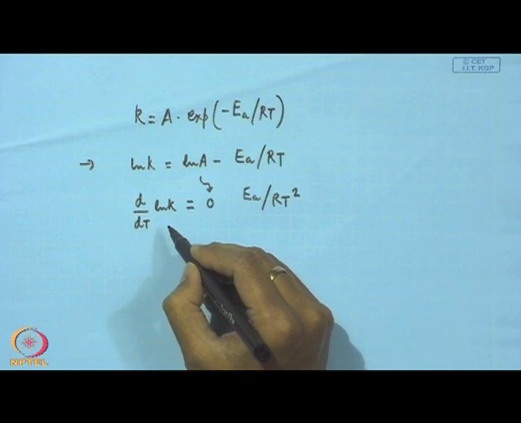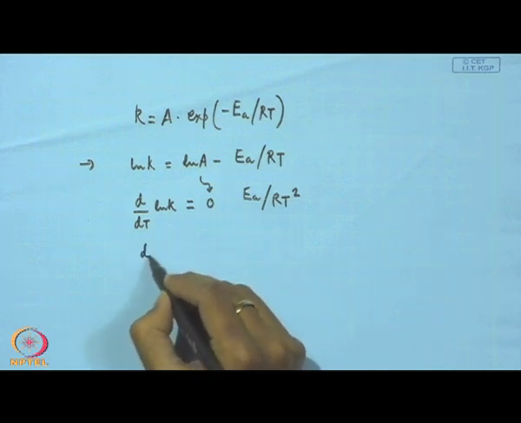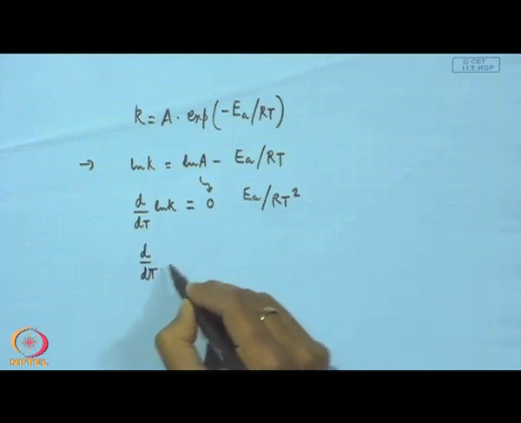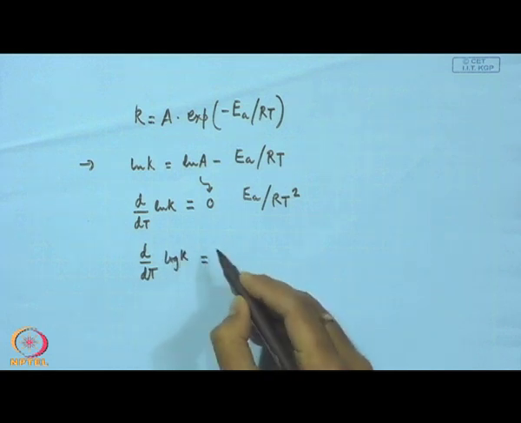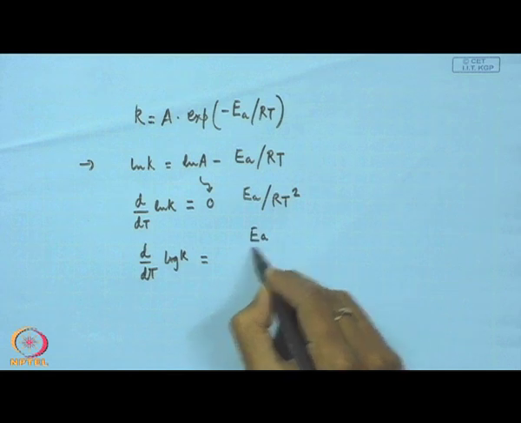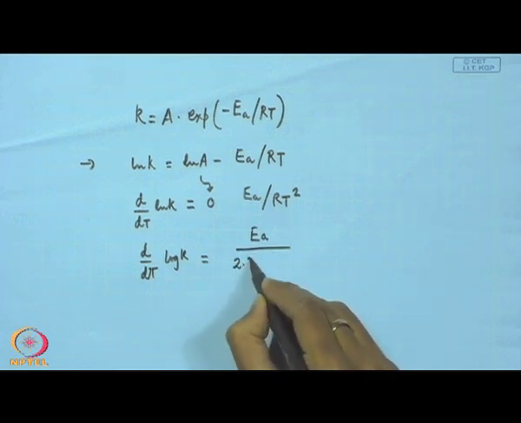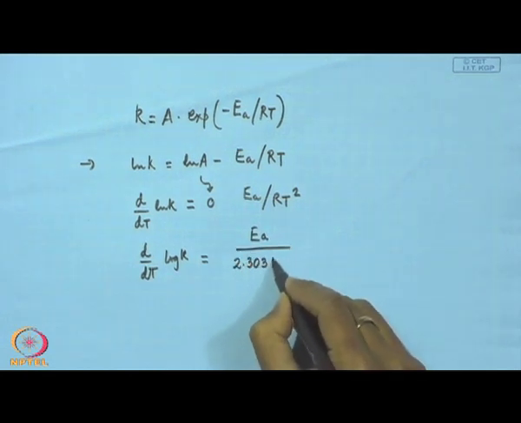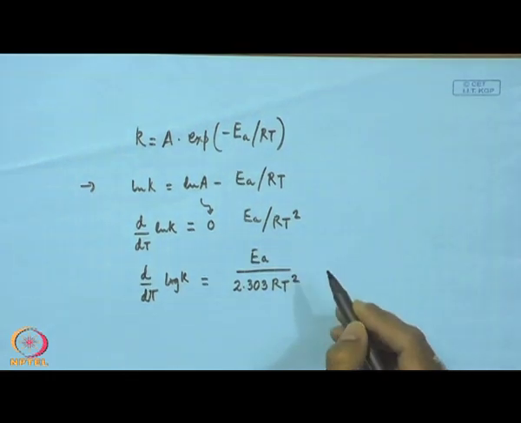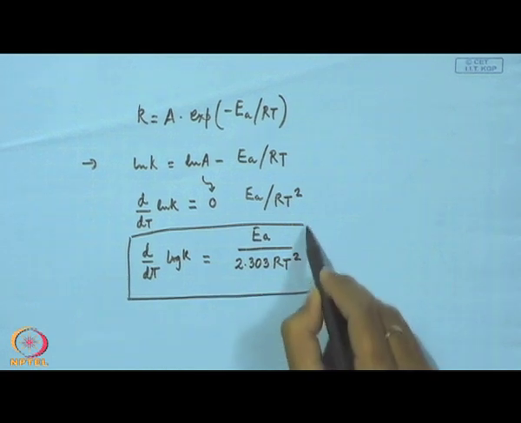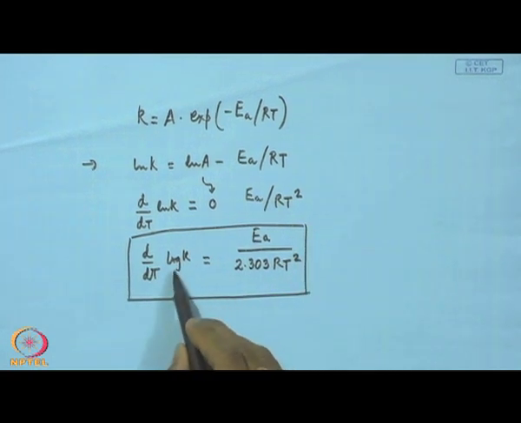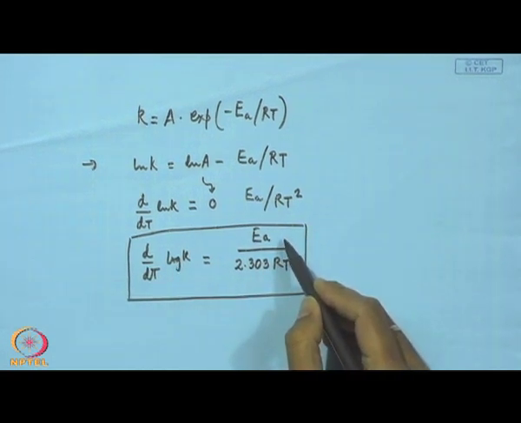So, log base 10 will become d/dT of log k is equal to EA by 2.303 RT square. So, this is one expression that relates log k with temperature.